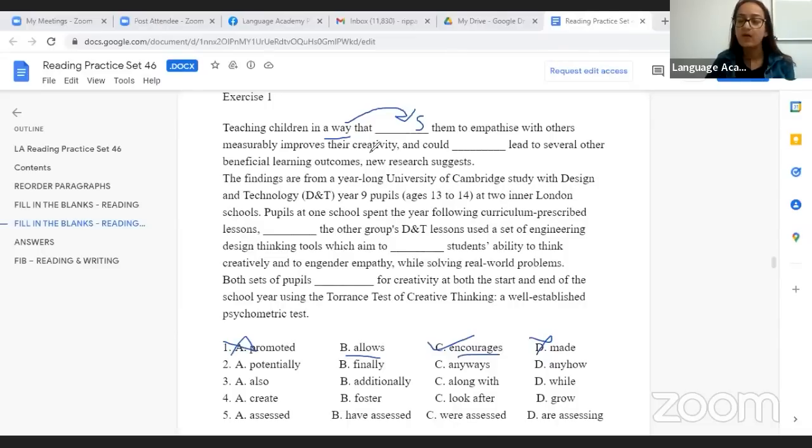Is my audio fine now? Is there any problem with the audio still? Some of you are saying yes, some of you are saying no.